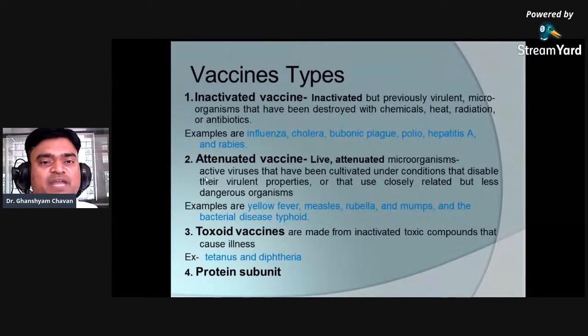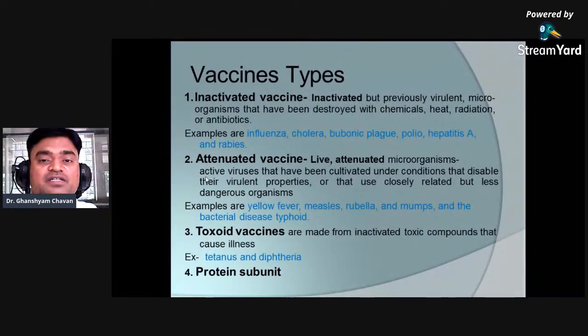One is inactivated vaccines. Inactivated but previously virulent. Earlier they had the viral load, but now they are inactivated microorganisms that have been destroyed with chemicals, heat, radiation and antibiotics. The examples are influenza vaccines, cholera, bubonic plague, polio.